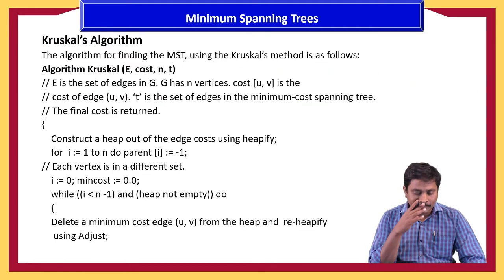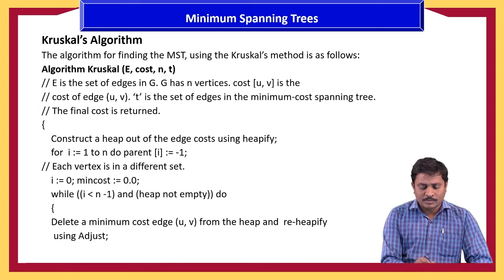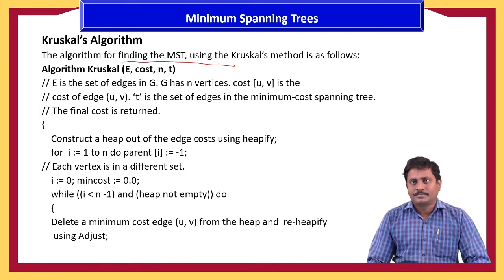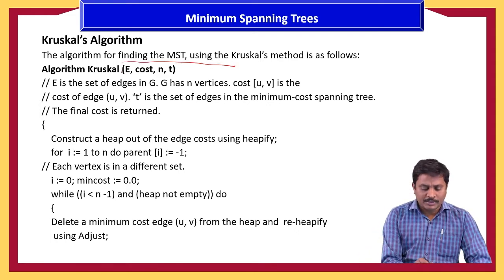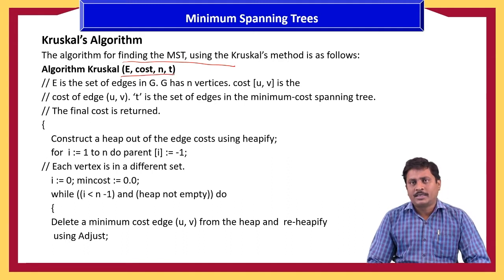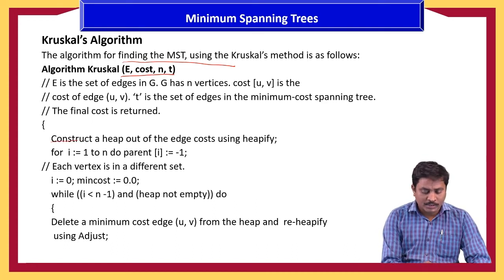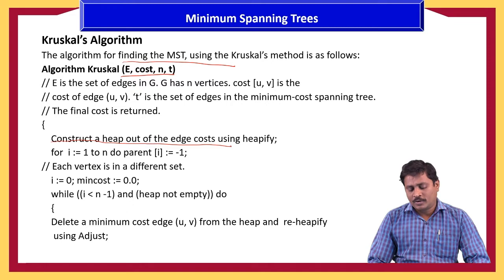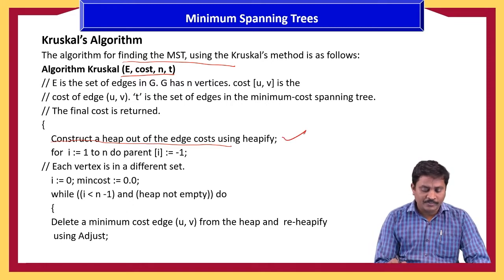Next, Kruskal's algorithm. This Kruskal algorithm is used for finding a minimum spanning tree. The algorithm takes E, cost, n, t. E is the edges, cost is the cost of each edge, n is the number of vertices, and t is the set of edges which forms the minimum cost spanning tree. Now, construct a heap out of the edge costs using heapify. So, we form the heap.